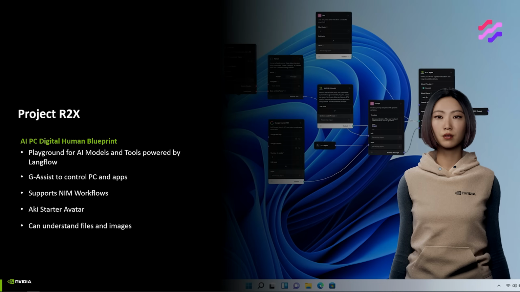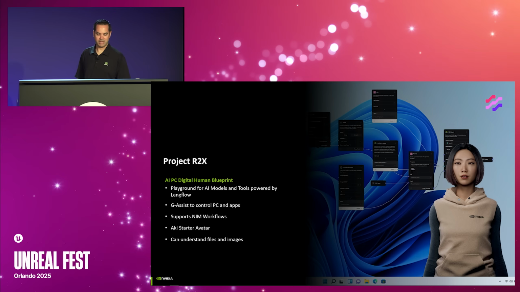So Project R2X serves as a playground. You can test different AI models, different cloud models, and we can also integrate it with something called Langflow. Langflow is one of the most popular low-code, no-code agentic frameworks. So this will really help you test different use cases here. You can actually create your own nodes. We have an integration with Langflow that supports Project G-Assist. So if you've ever heard of Project G-Assist, it's available on the NV app as an experimental feature. Project G-Assist will allow you to control your PC, optimize your PC, launch games. You can do several of that stuff.